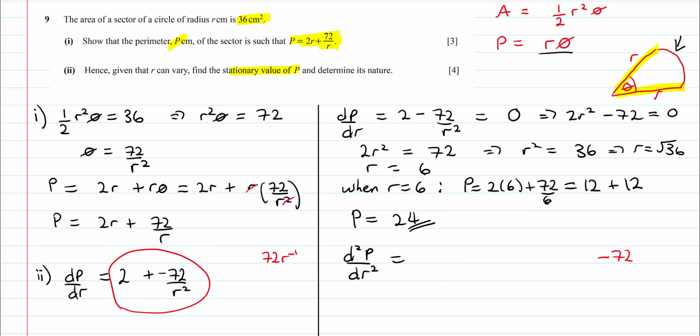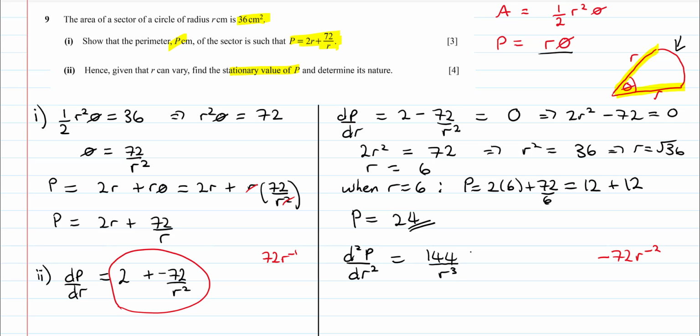negative 72 times r to the minus 2. So negative 2 times negative 72, well, that is positive 144. Take 1 off the power, so that r to the minus 2 becomes r to the minus 3, which is the same as 1 over r cubed. So we get 144 over r cubed.